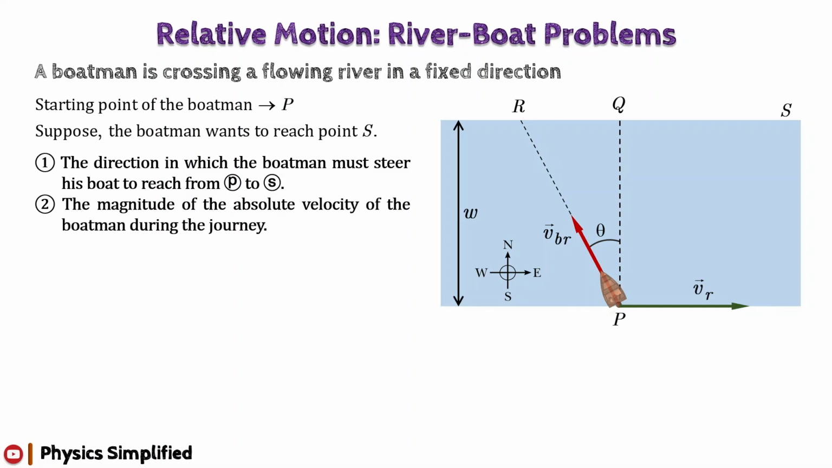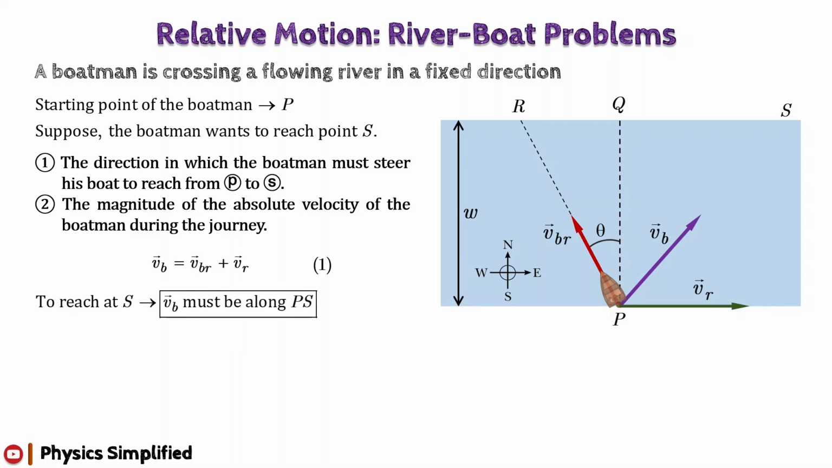Let us try to find the answer to the first case. We have already learned that the absolute velocity of a boatman can be obtained from the vector sum of the velocity of the boatman relative to the river and absolute velocity of the river. So, we can write vector v_b is equal to vector v_br plus vector v_r. We mark this equation as number 1. According to the figure, in order to reach point S, the boatman must be drifted along PS. This is only possible if the absolute velocity of the boatman is along PS.